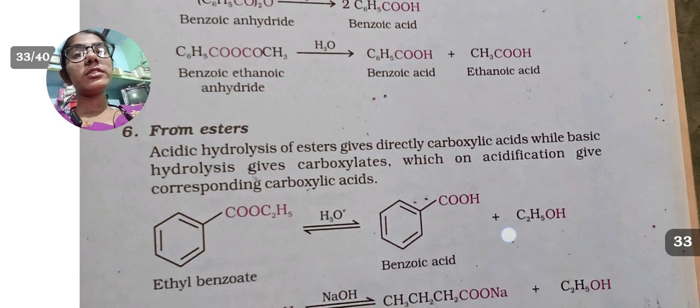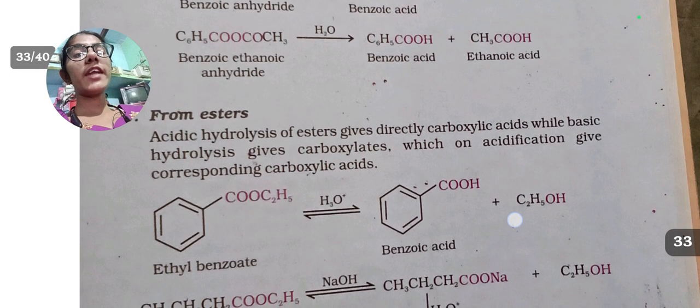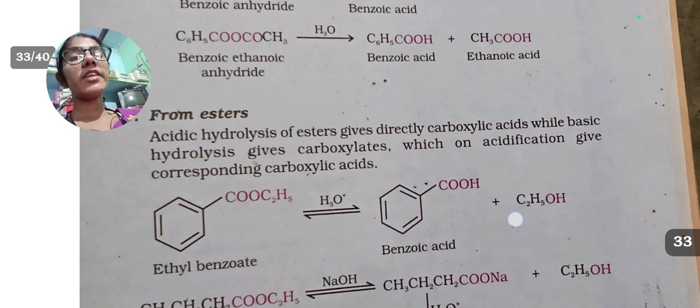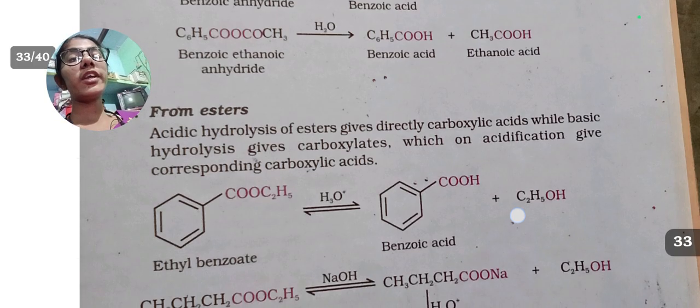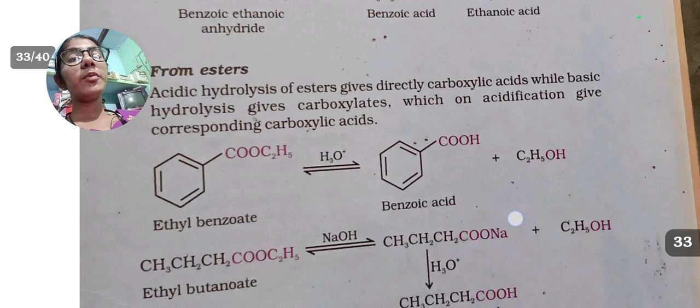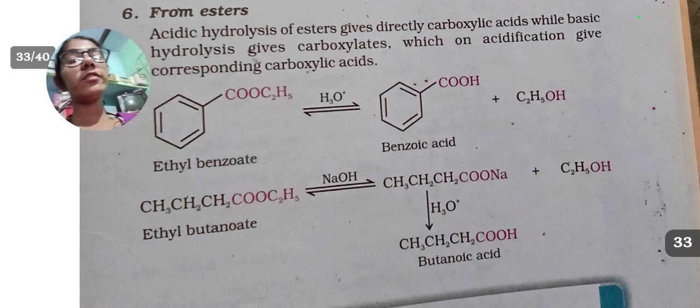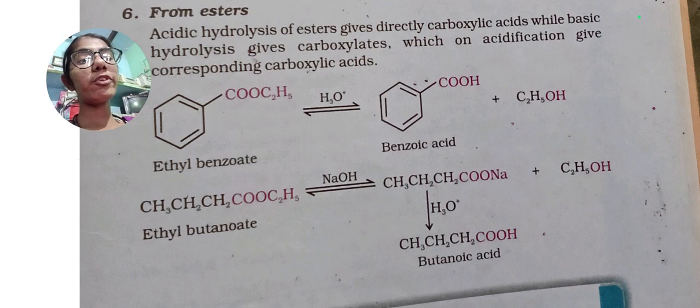From the esters, acidic hydrolysis of esters gives the carboxylic acid directly, while base hydrolysis gives the carboxylate, which on acidification gives the corresponding carboxylic acid. Ethyl benzoate then forms an equilibrium with benzoic acid. Ethyl butanoate then reacts with NaOH, and then it forms the butanoic acid.